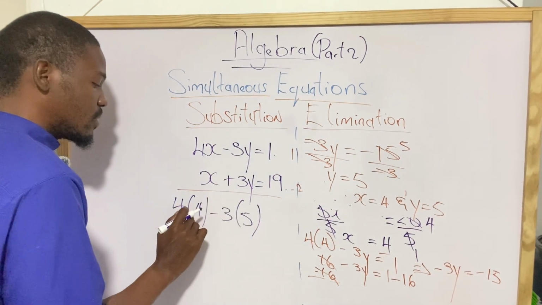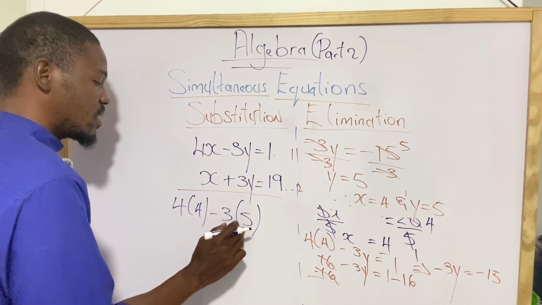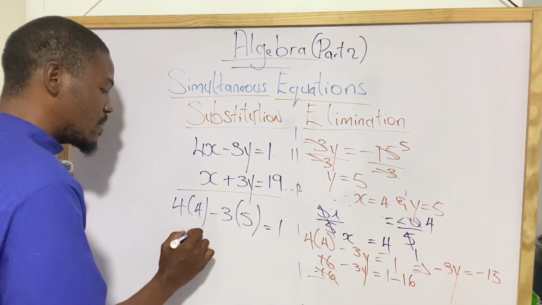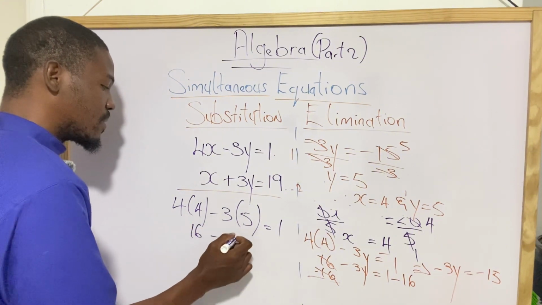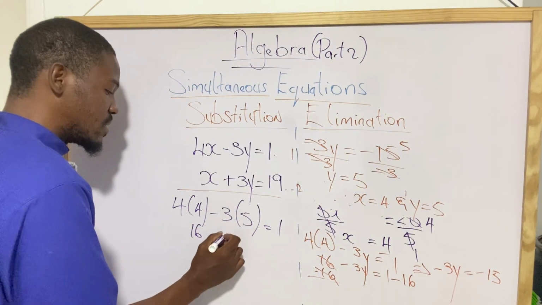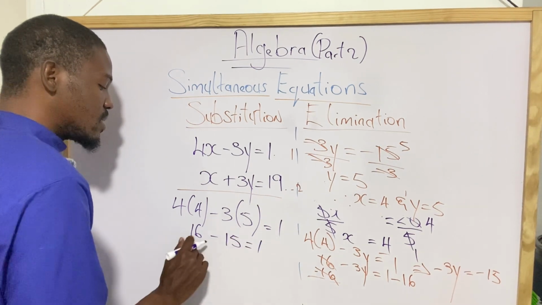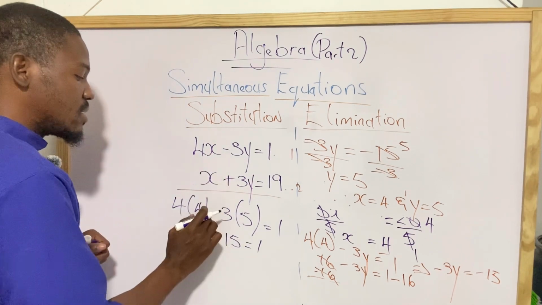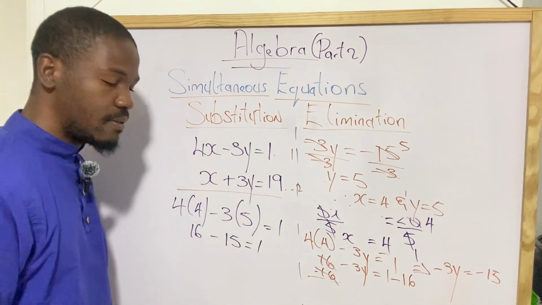Let us see if 4 times 4 minus 3 times 5 equals 1. Let us see if that is true. 4 times 4 is 16, and 3 times 5 is 15. 16 minus 15 equals 1. So we know that x is indeed 4 and y is also 5.